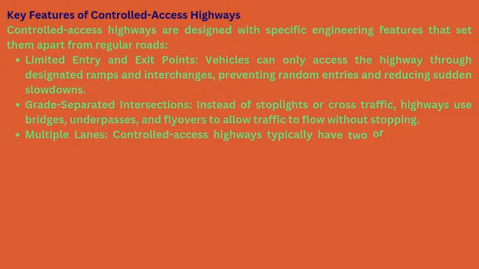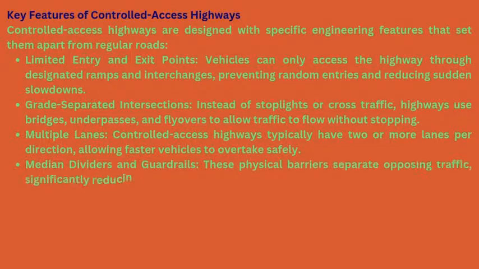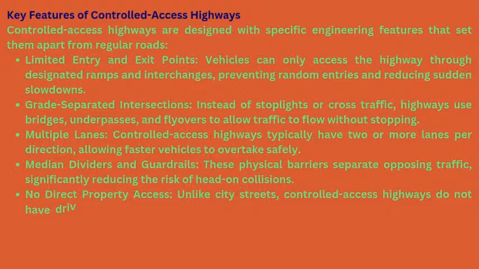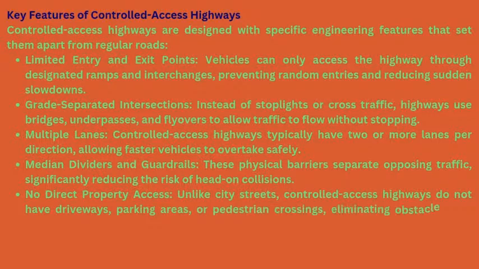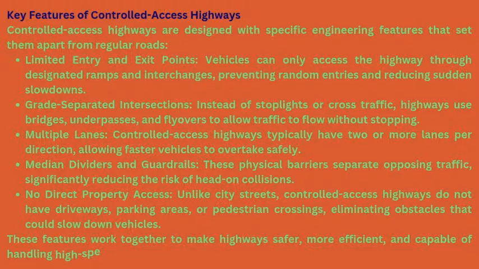Multiple lanes. Controlled access highways typically have 2 or more lanes per direction, allowing faster vehicles to overtake safely. Median dividers and guardrails. Physical barriers separate opposing traffic, significantly reducing the risk of head-on collisions. No direct property access. Unlike city streets, controlled access highways do not have driveways, parking areas, or pedestrian crossings, eliminating obstacles that could slow down vehicles. These features work together to make highways safer, more efficient, and capable of handling high-speed traffic.